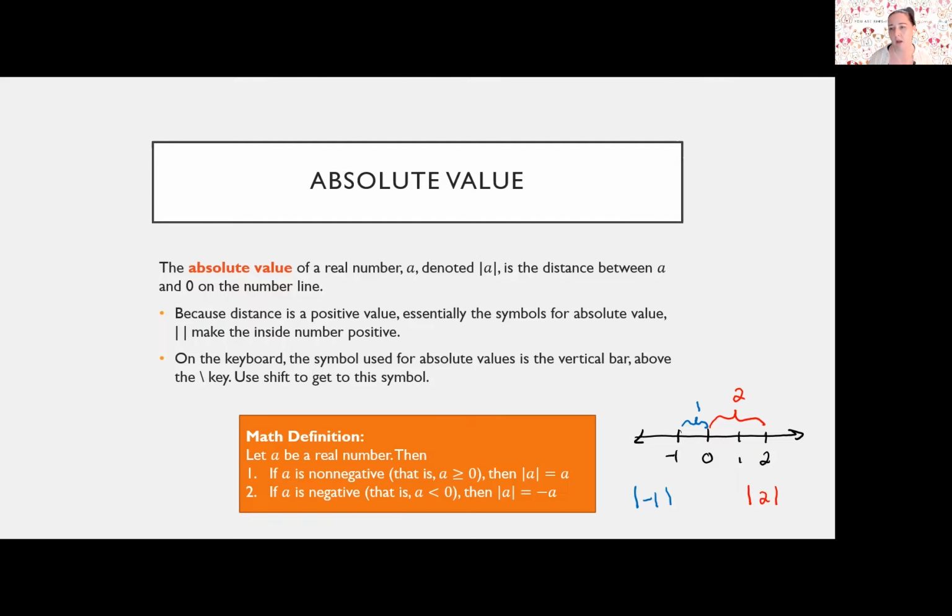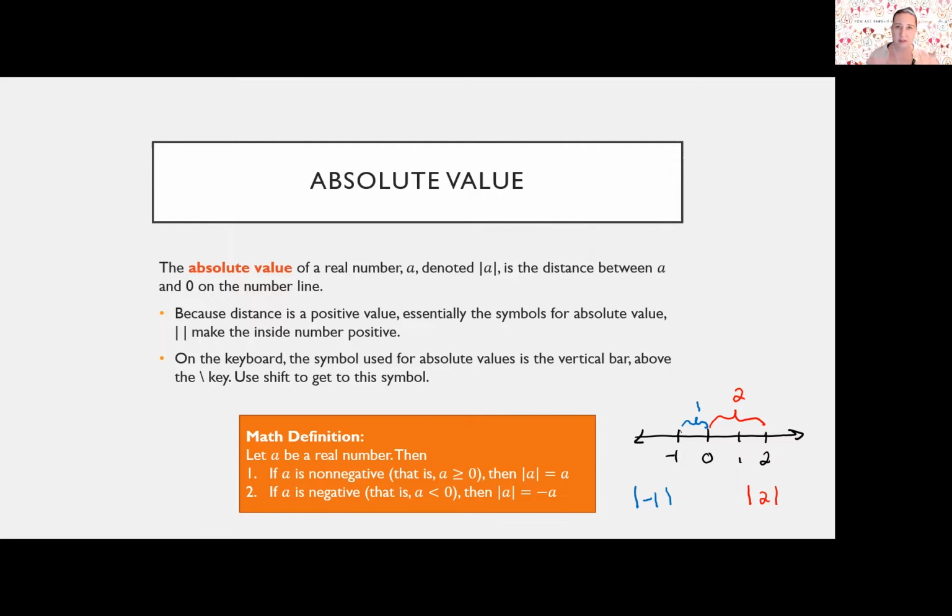Now, when you're trying to do absolute values using a keyboard, like let's say you're trying to type absolute values into Connect Math, there is a vertical bar on the keyboard. It's actually right underneath the backspace button with the backslash. And so you hit Shift and then you hit that key, and then that will get you your vertical bar.